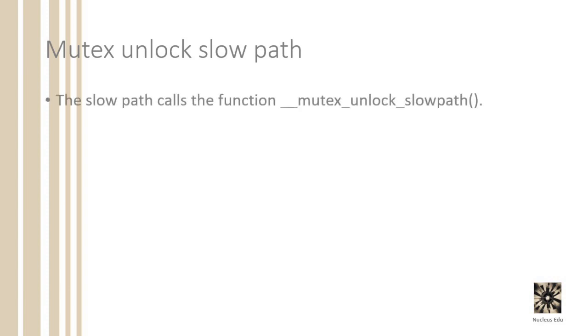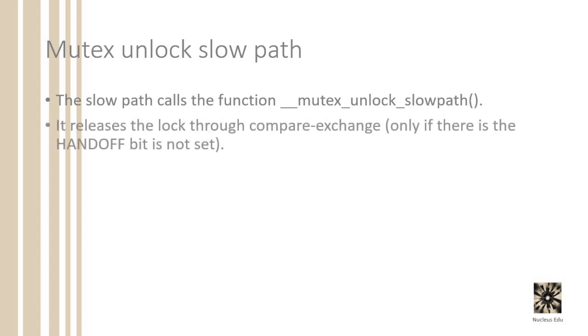So the slow path calls the function __mutex_unlock_slowpath. It does a number of steps, and I'm going to try to name them all one by one. First, it tries to release the lock, right? And it not just tries, it releases the lock, and this releasing of the lock happens only if there is no handoff bit. Why this is relevant here is that if there is a handoff bit, that means this slow path can successfully hand off the mutex to a task which is waiting for the mutex, right?